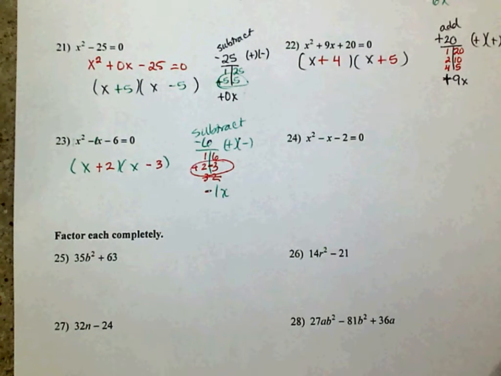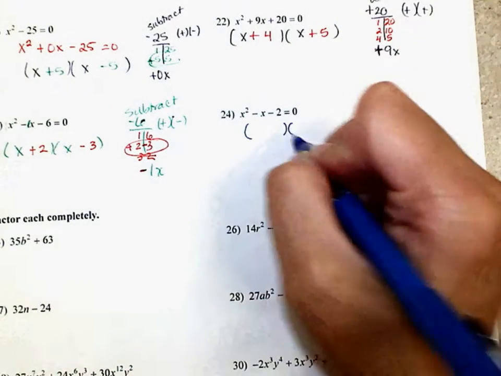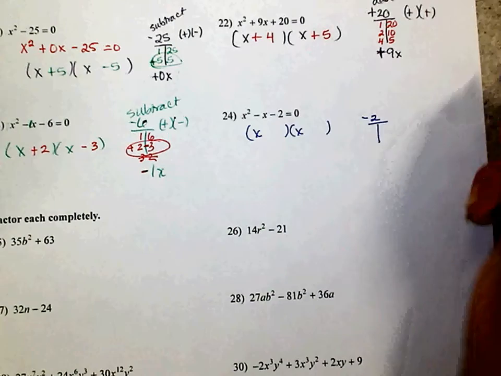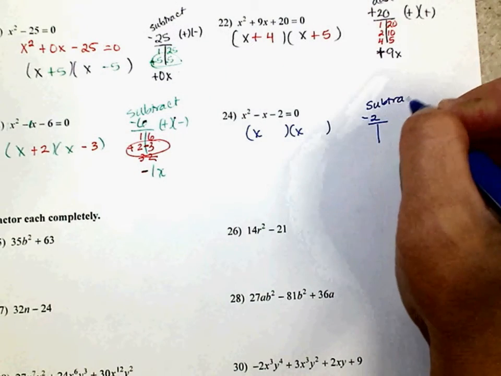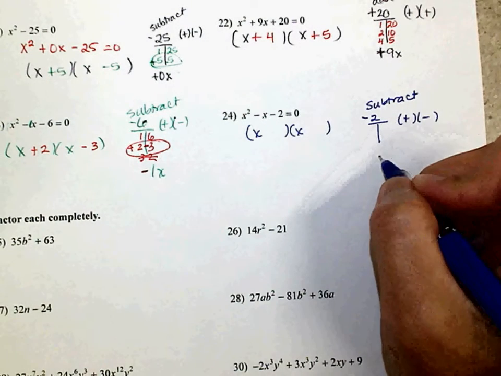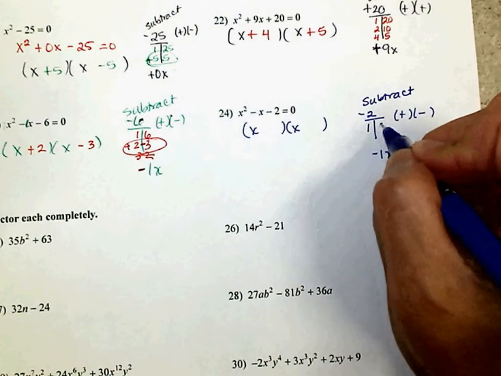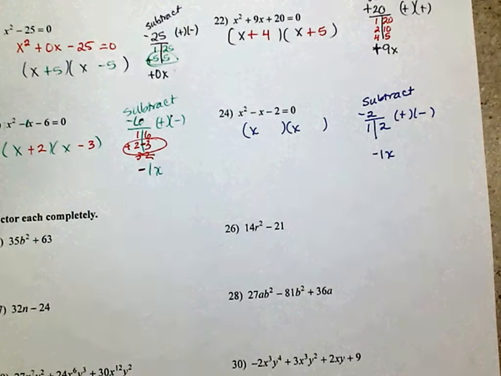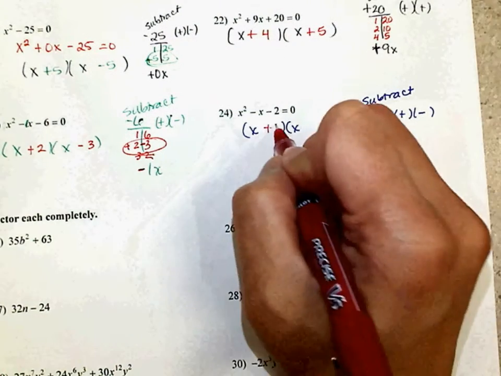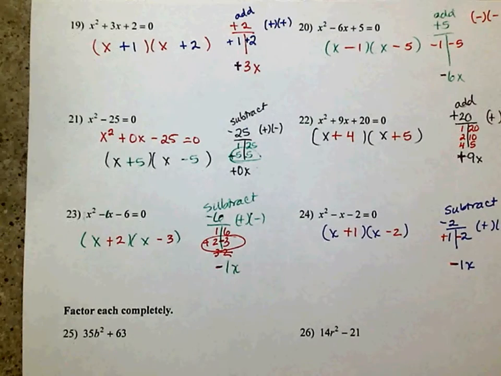Okay. Number 24. There's a 1 here too. 2 sets of parentheses. X and x. Negative 2. So I'm going to subtract. And when I subtract, I have 1 plus and 1 minus. And I want them to subtract to give you negative 1x. So what 2 numbers multiply to give you 2? 1 and 2. Notice how this is minus. So the big one's minus, the smaller one is positive. And there you have your solution for number 19 through 24.